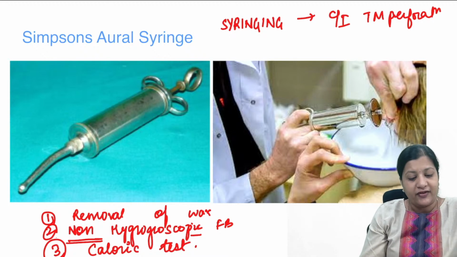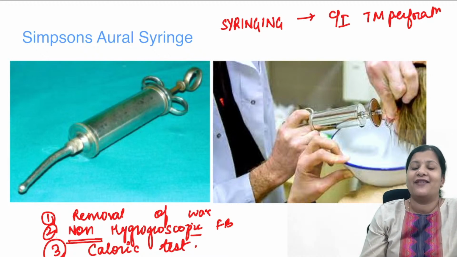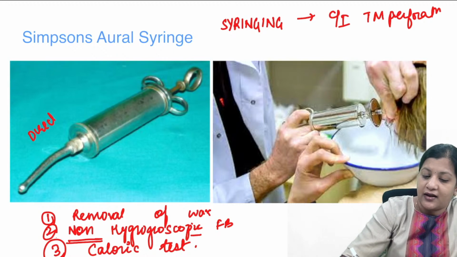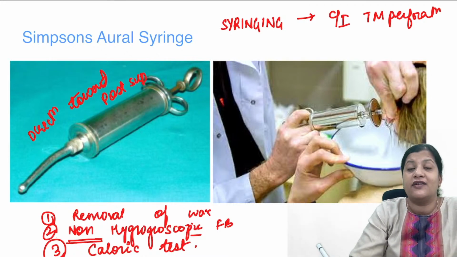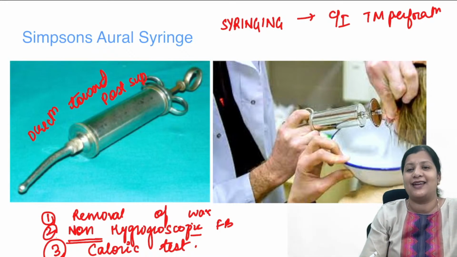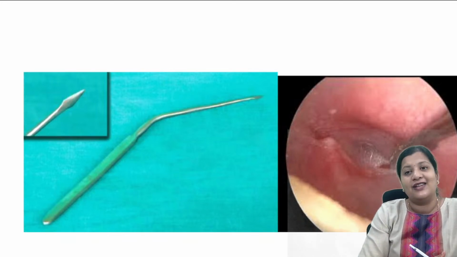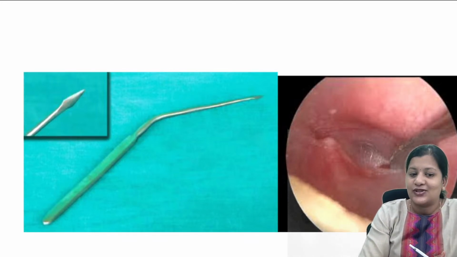When we do caloric test, the mnemonic is COWS, and whenever you're doing syringing, the direction should be towards the posterior-superior canal wall. So direction should be towards what? Direction should be towards the posterior-superior canal wall, because if you do directly on the tympanic membrane, it can cause perforation. So that was about your syringing, and the instrument was called the Simpson's aural syringe.